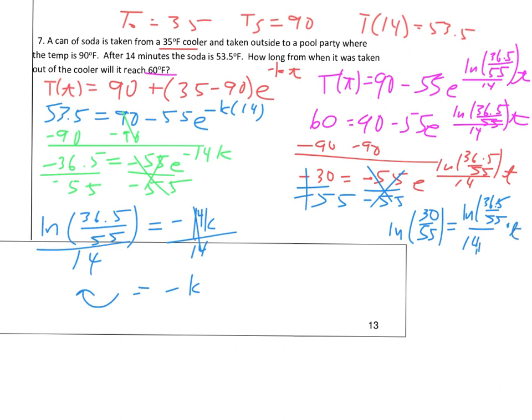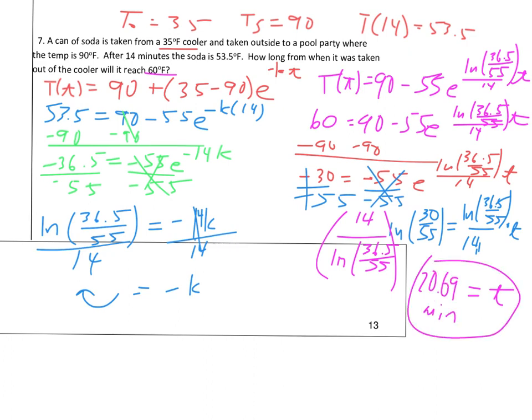So now to isolate the t, I'm going to multiply by the reciprocal of that fraction that's attached to it. So we're going to multiply by 14 over ln of 36.5 over 55. And so that's going to give me my answer here. 14 divided by ln 36.5 over 55 times ln of 30 over 55. All right, so I get t here equals 20.69 minutes.